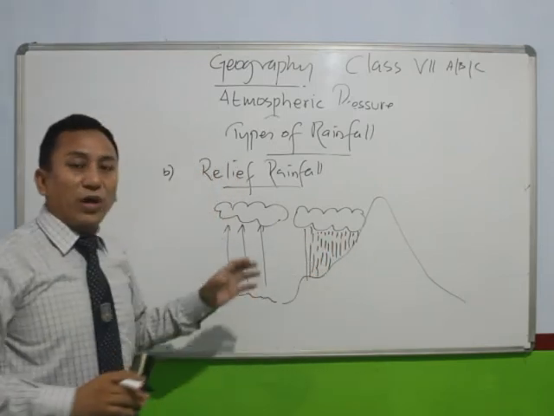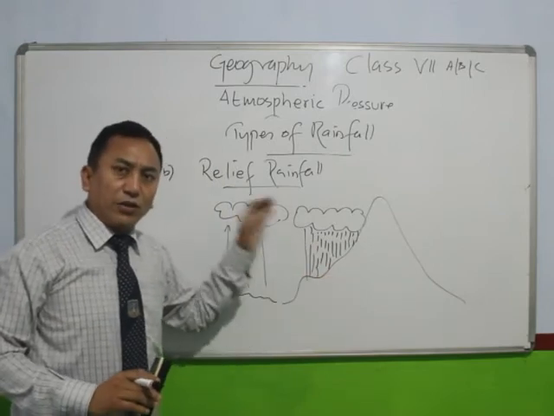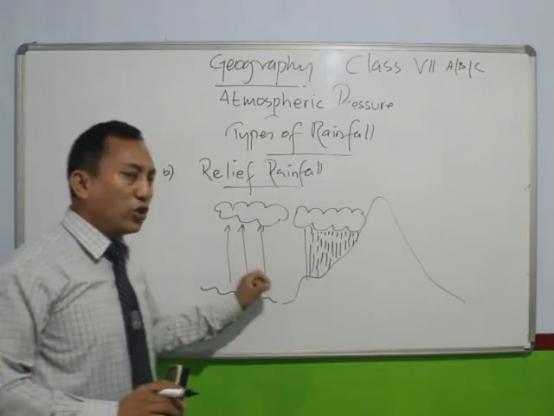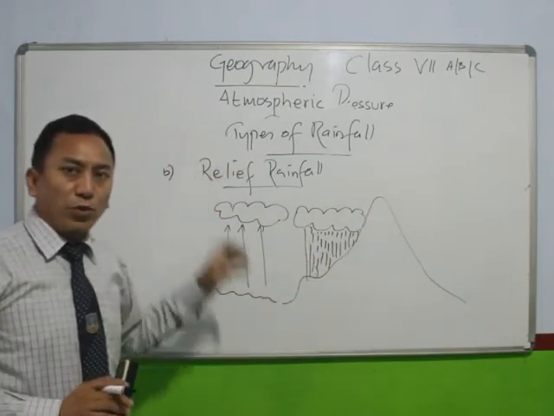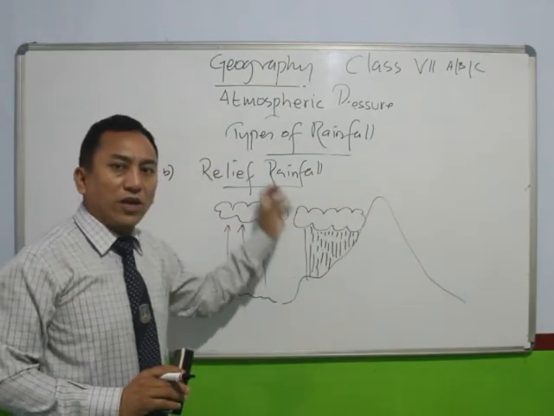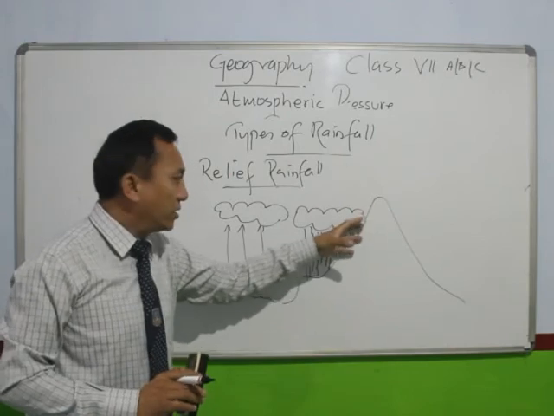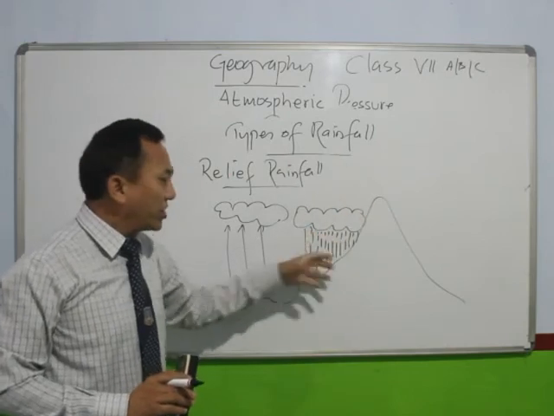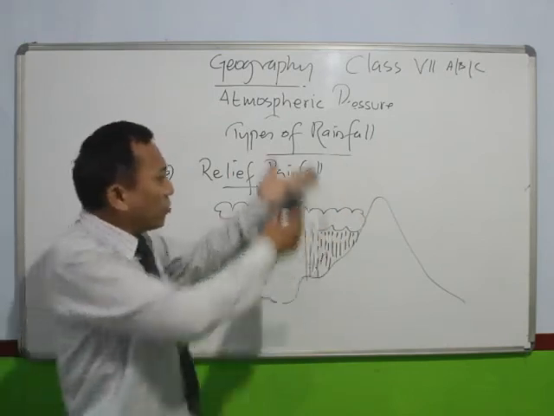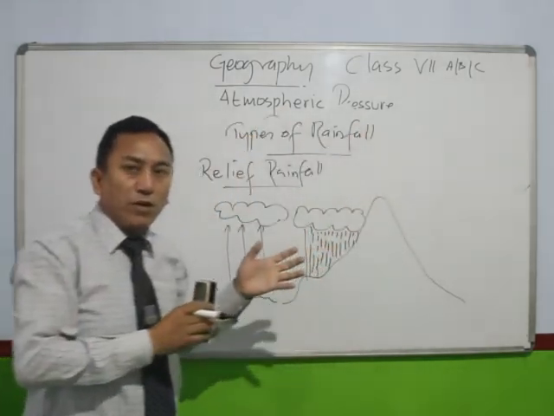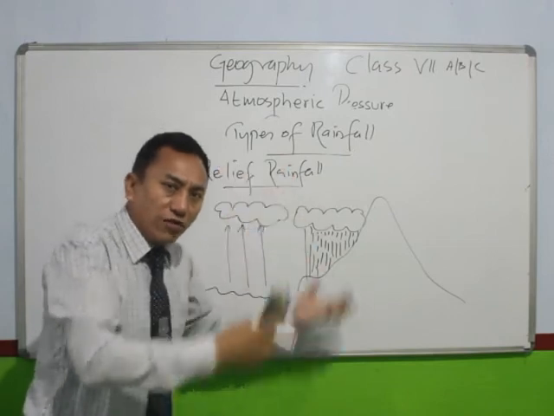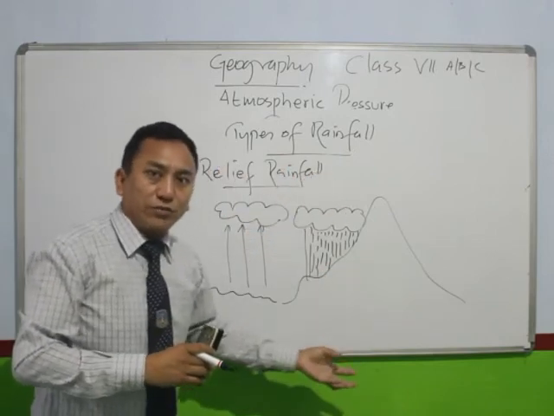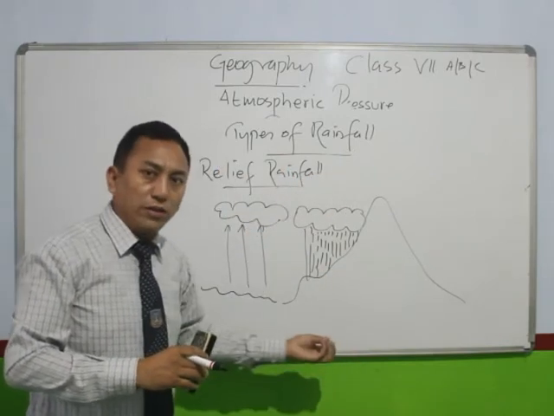So this is how we have the relief rainfall taking place. The relief rainfall mainly takes place because of the obstruction of the winds by the mountains or plateaus. When the clouds are blocked by the mountains, they are forced to give all their rainfall because they are too heavy. They cannot rise further and cross the mountain. So because they are so heavy with moisture, the water comes down in the form of rainfall.